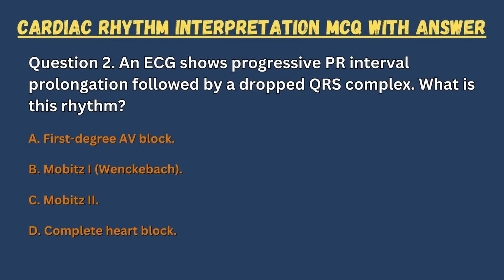Question 2. An ECG shows progressive PR interval prolongation followed by a dropped QRS complex. What is this rhythm? A. First-degree AV block. B. Mobitz I Wenckebach. C. Mobitz II. D. Complete heart block.